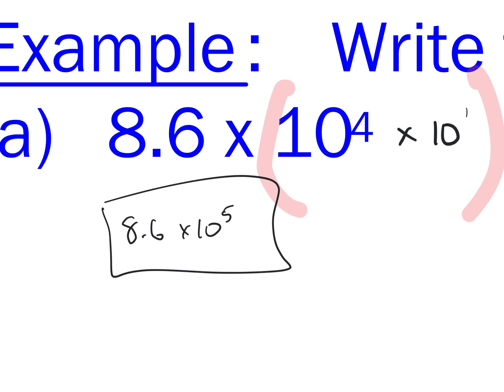Really straightforward. If the numbers are already in scientific notation, just add 1 to the exponent. Done. Okay?